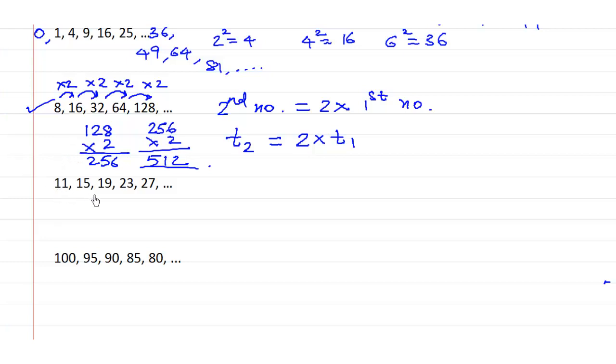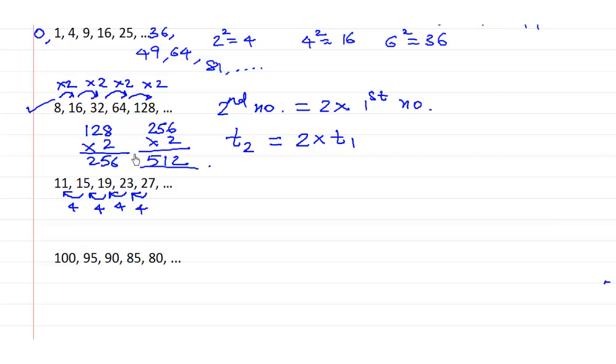In the next one, 11, 15, 19, 23, 27. If you subtract 11 from 15, you get a 4. If you subtract 15 from 19, you again get a 4. 23 minus 19 is also a 4. 27 minus 23 is again a 4. So all these numbers are also in a sequence. That is, they have a common difference of 4.